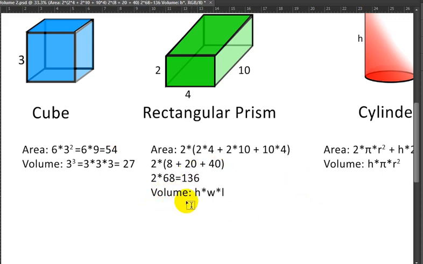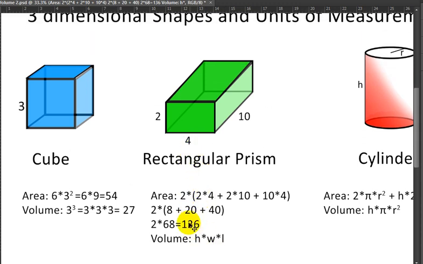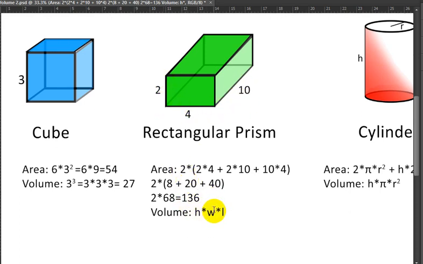But what about the volume? Well, here's what happens with volume. The volume, I just multiply all three of them, right? So I would say, since h is 2, and the width is 10, and the length is 4, it would be 2 times 10 times 4. 2 times 10 is 20, times 4 is 80. So the volume is 80.